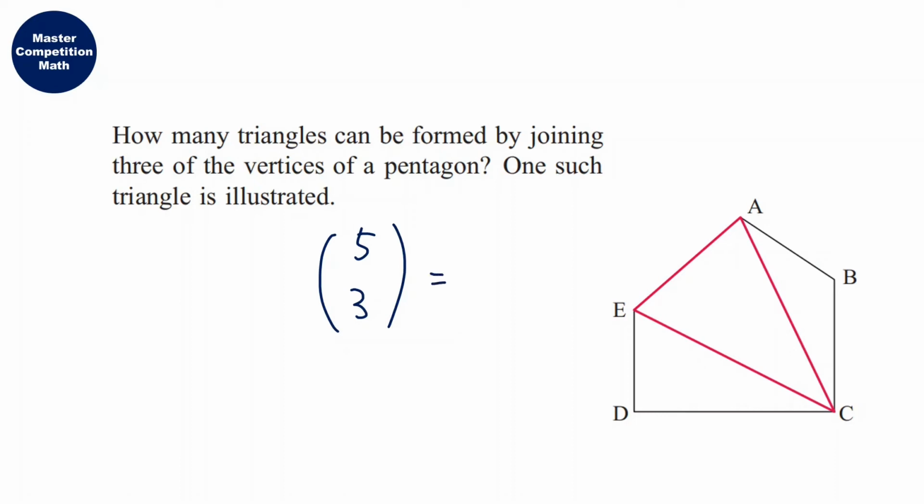So the idea of combination, 5 times 4 times 3, divided by 3 factorial, which we already calculated before, that is 60 over 6, 10 different ways. Amazing, right?